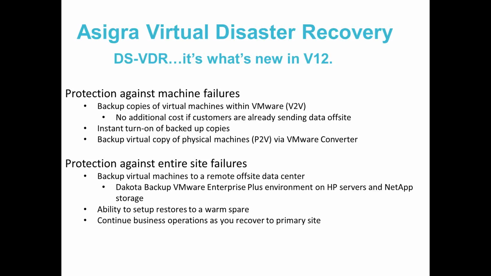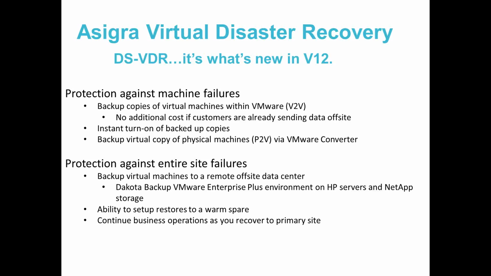If they are already a Dakota Backup customer with offsite data, this feature will be offered at no additional charge, none whatsoever. It's simply enabled by Dakota Backup, and you can configure the backup set on the DS client. Now then, Remote DS VDR takes advantage of the VMware VADP and change block tracking protocols.